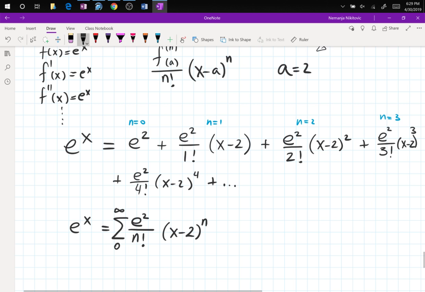What is this good for? Nothing. It's good for computing values, and it's really good for calculus, but we'll get there.